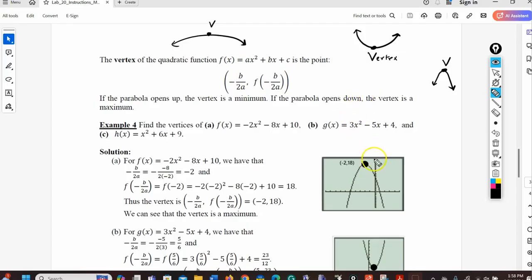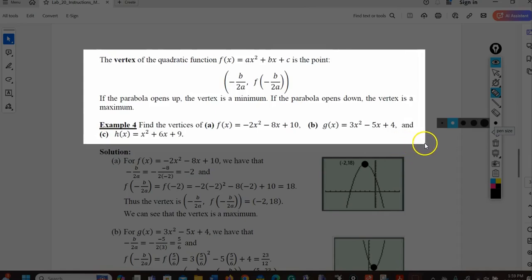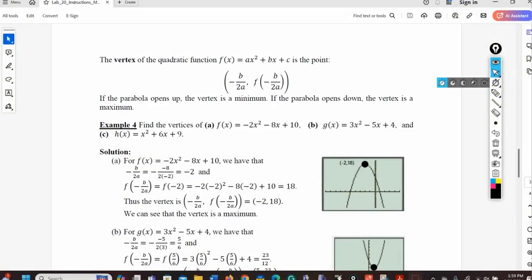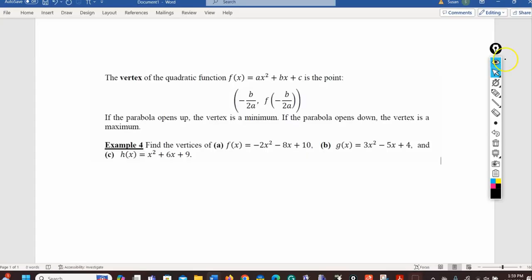Okay, so let's see if we can find the vertices for this. And notice, if you use the formula, you don't even have to look at the graph. I only include the graph here so you can confirm that the answer is correct. So let's take this problem. And let's look at these. All right, so let's do the first one.